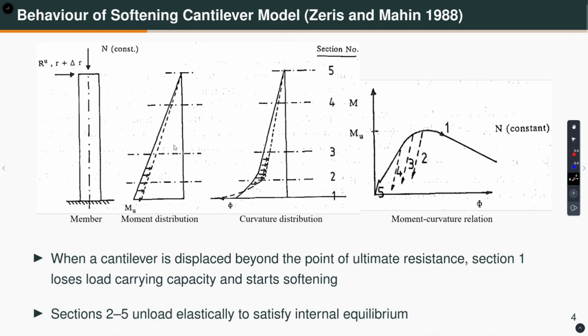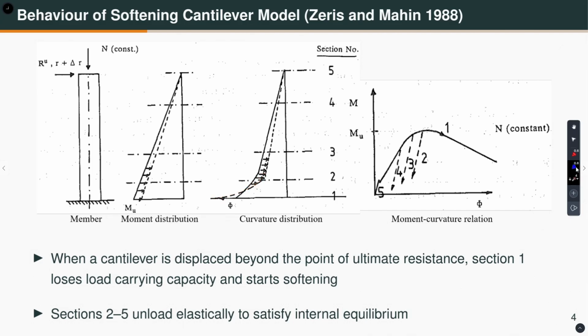So, as you can see, from 5 to 2, all these sections are unloading elastically. That means their curvature will reduce. So, for example, here it will reduce to this, from here it will reduce to this, and here it will reduce to that, right. So, this is my new curvature distribution up to that point, right. Now, what is happening at this cross section? Well, we are going in this direction, right. So, the curvature is increasing. So, that means we are going like that.